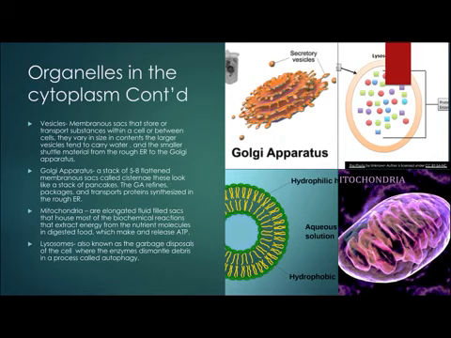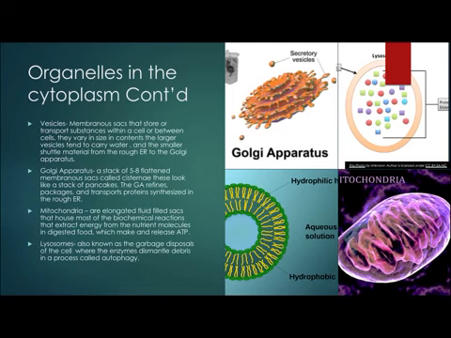Here are some more organelles in the cytoplasm. There are vesicles, which are sacs that store or transport substances within a cell or between cells. The Golgi apparatus is a group of 5 to 8 flattened membranous sacs called cisternae, and these look kind of like a stack of pancakes, as you can see in the image.